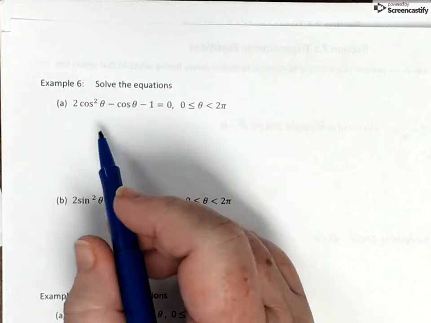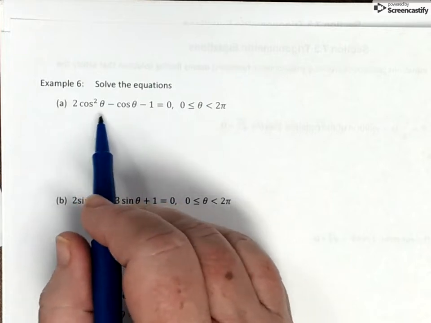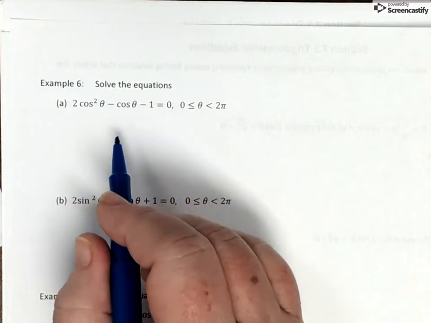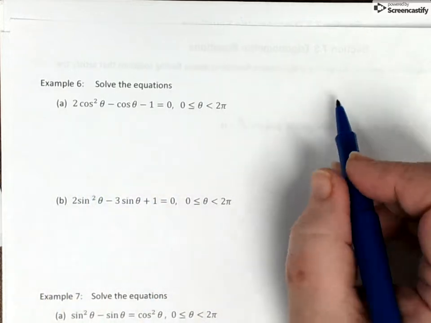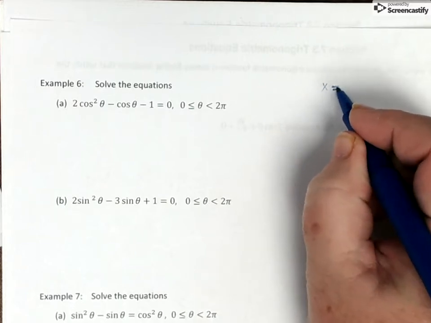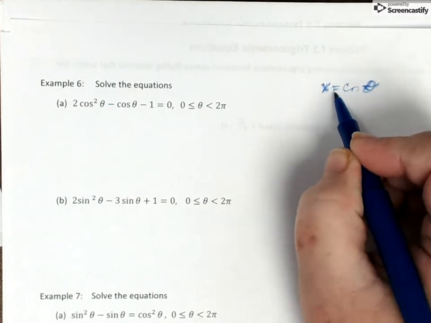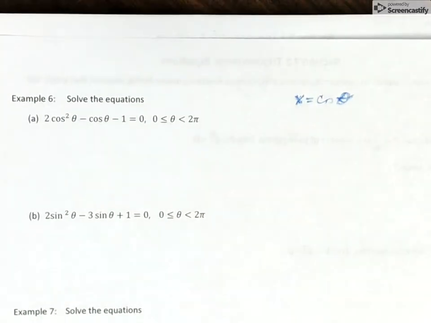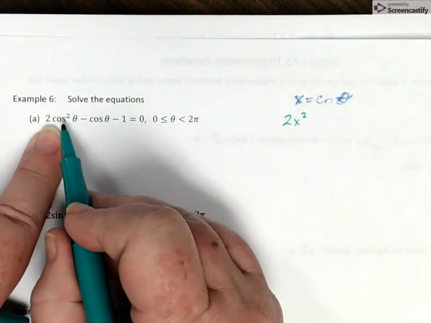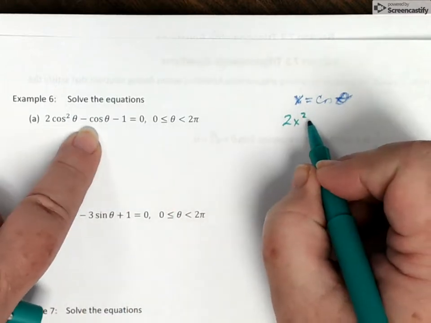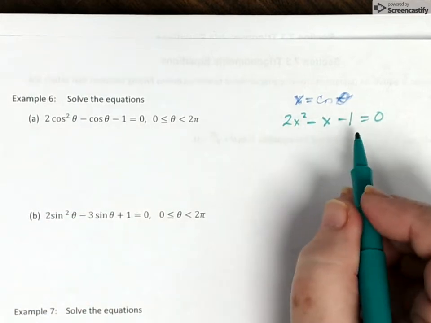Now, I will tell you that factoring is probably going to be our best bet when dealing with trig equations. But some of us still have a hard time factoring anyway, so how on earth am I supposed to factor this? So I'm going to come over to the side, and for just a second, I'm going to say x equals cosine theta. I'm going to substitute x everywhere there's a cosine theta in this problem. And I'm going to write 2x squared, because there was a cosine squared theta, minus x minus 1 equals 0. And we're going to factor that problem.